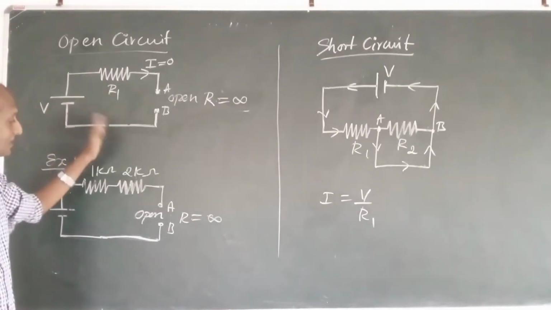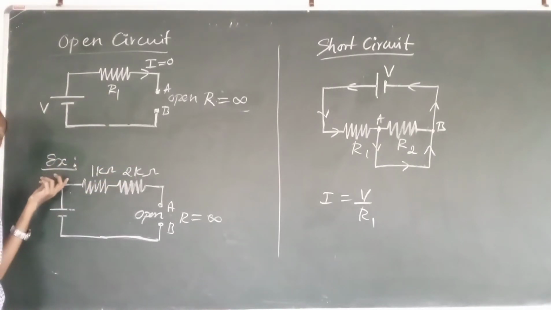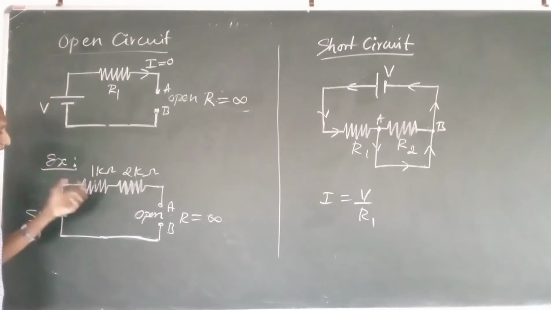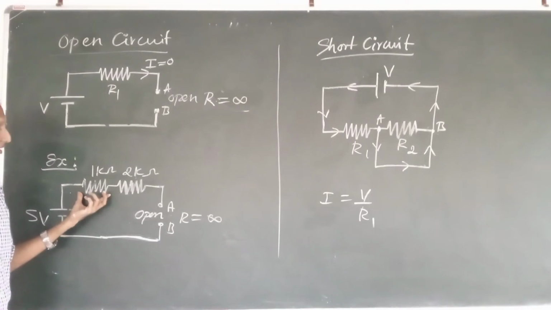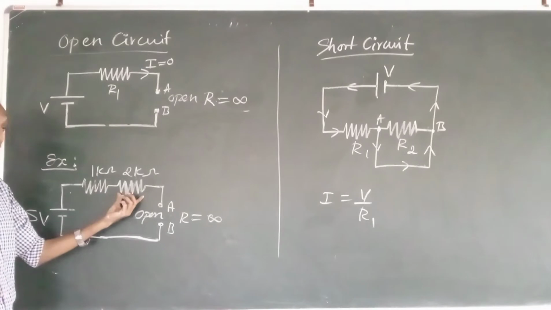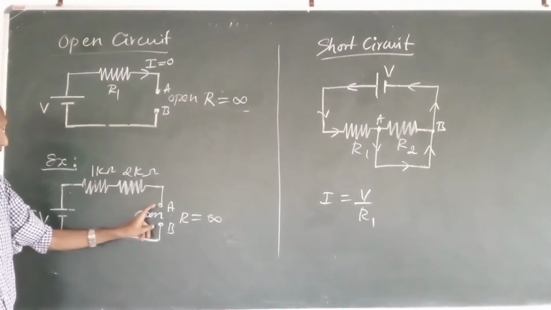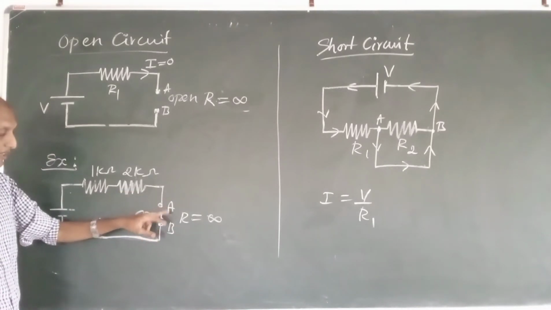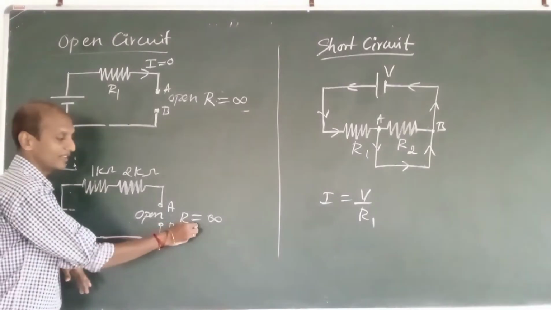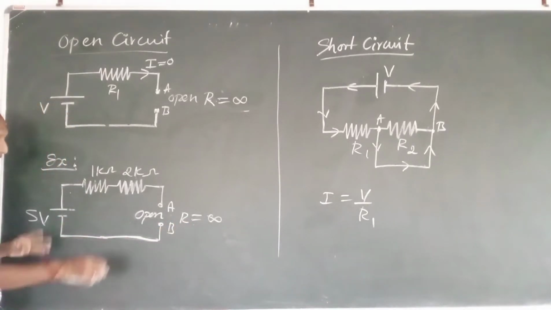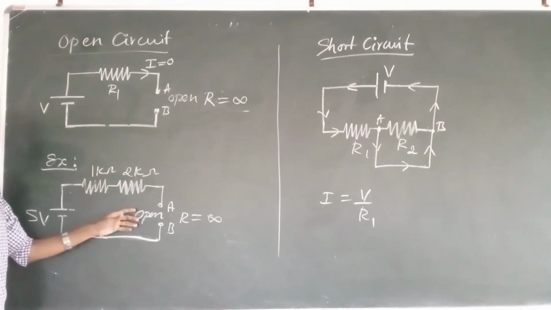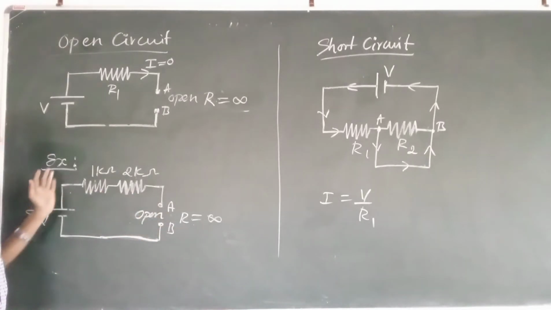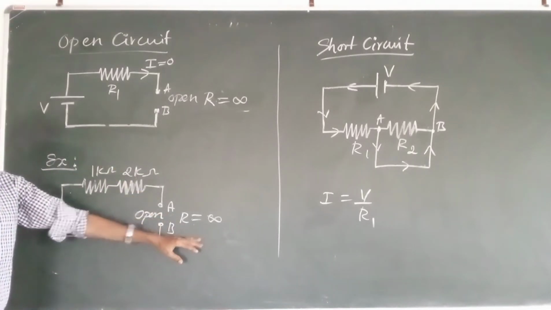Here we can take an example. I have applied a voltage of 5 volts here. We have 2 resistances, one of 1 kilo ohm and the other of 2 kilo ohms, and here there is an open, which I have marked as point A and point B, where I can find infinite resistance. Now all of the applied voltage is going to drop across this point.